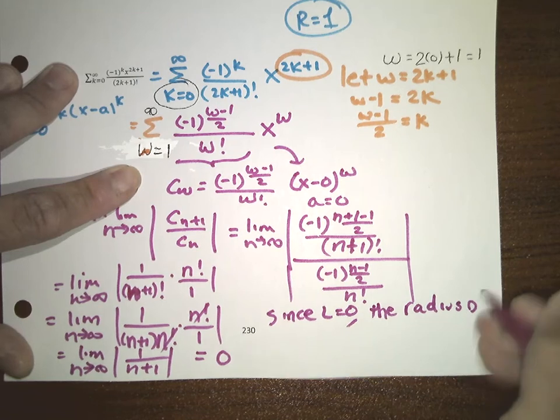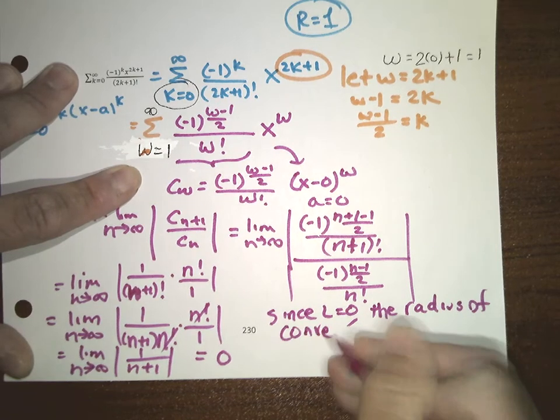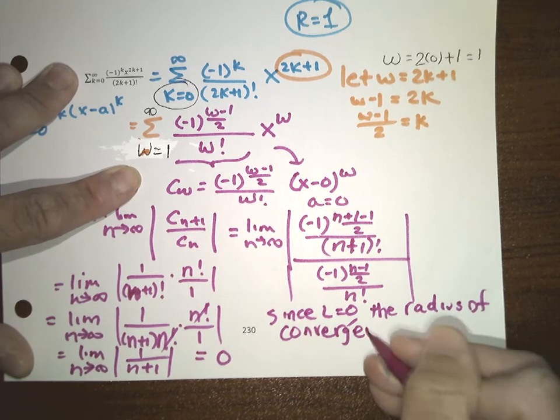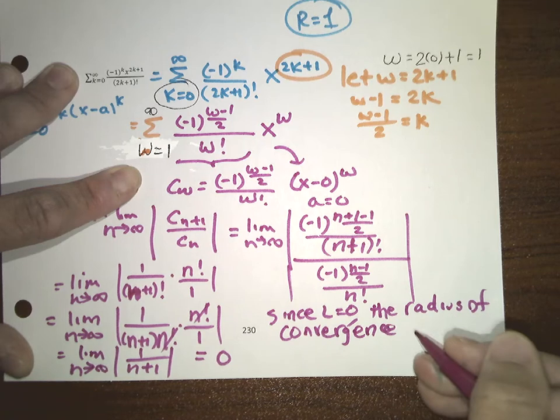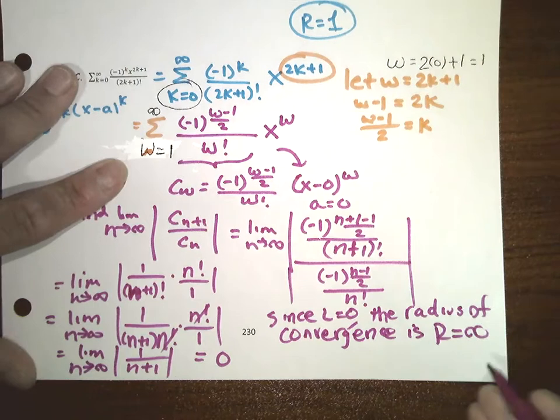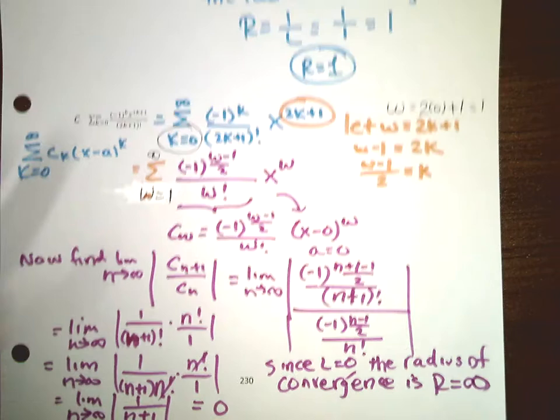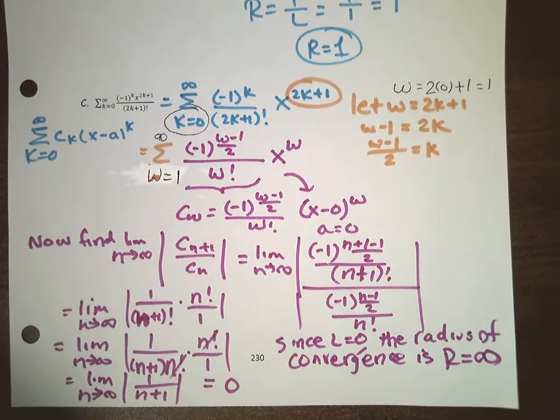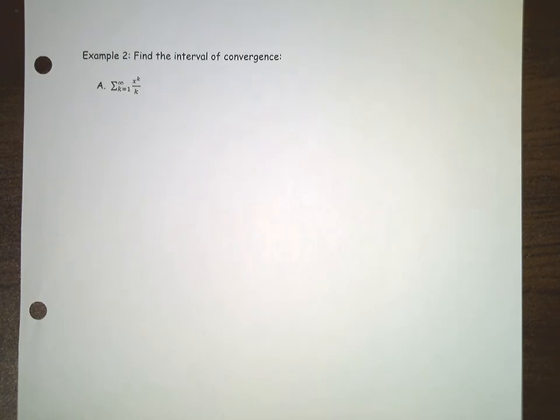and that goes to 0. And so since L is equal to 0, the radius of convergence is going to be R equals infinity. All right, what a time to be alive. So I really hope that you enjoyed that. So let's go ahead and do a few examples now of how we would find the interval of convergence.